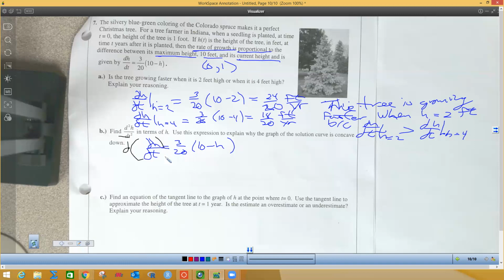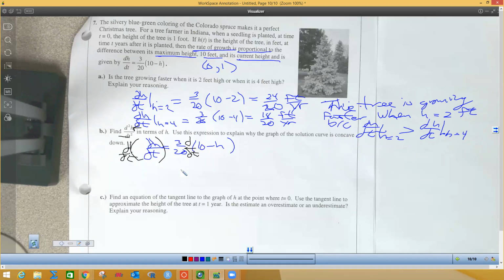So the derivative of this with respect to dt means I got to do, and this is a constant in front, so I'm going to put the dt down here. Okay, so use this expression to explain why the graph of the curve is concave down. All right, so I put t on that. It's dH dt. So we're doing the derivative. This means you're doing the derivative of h, the derivative of the function with respect to t.